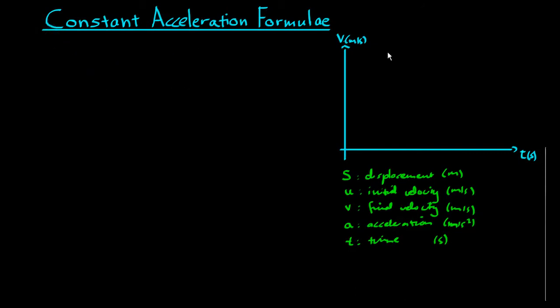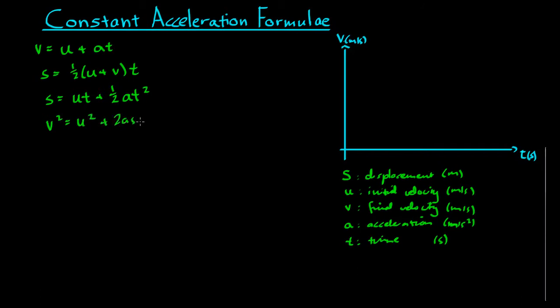So that's the graphical explanation for all the formulae. It's good to have, but the most important thing to remember is the formulae themselves: V equals U plus AT, S equals a half U plus V times T, S equals UT plus a half AT squared, and V squared equals U squared plus 2AS.